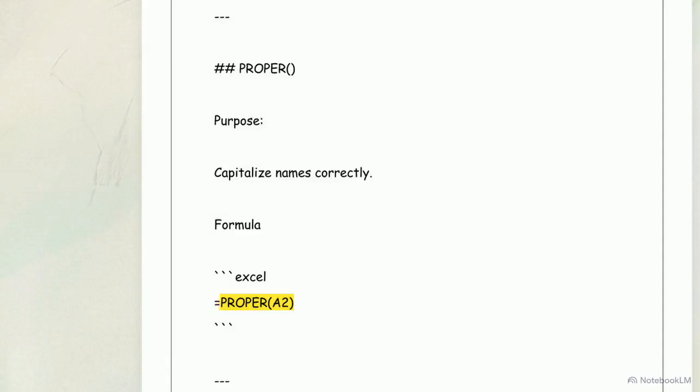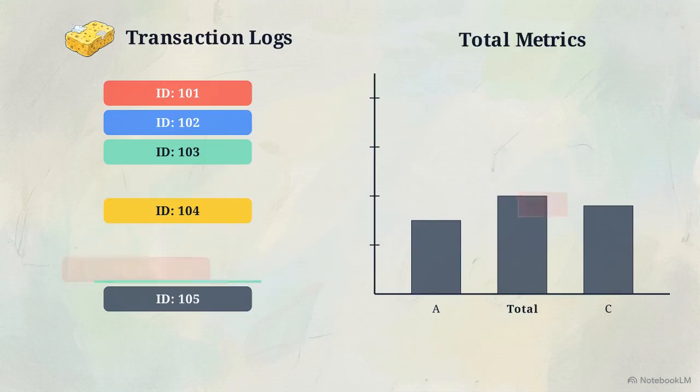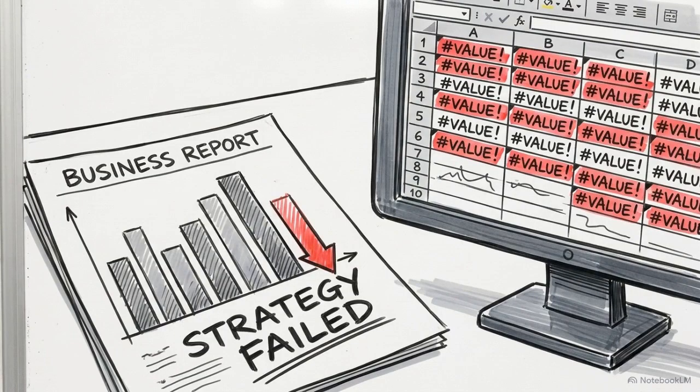formatted consistently. The analyst then utilizes the Remove Duplicates tool to purge redundant transaction logs, which prevents repeated records from artificially inflating total metrics. Analysis built on uncleaned data will mathematically guarantee an incorrect business decision.